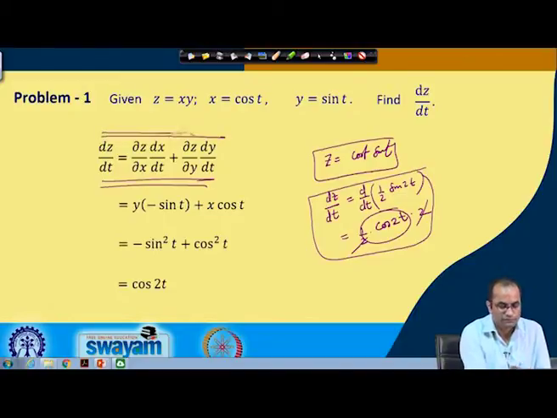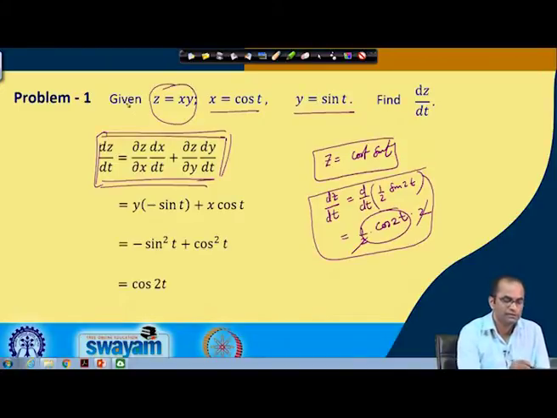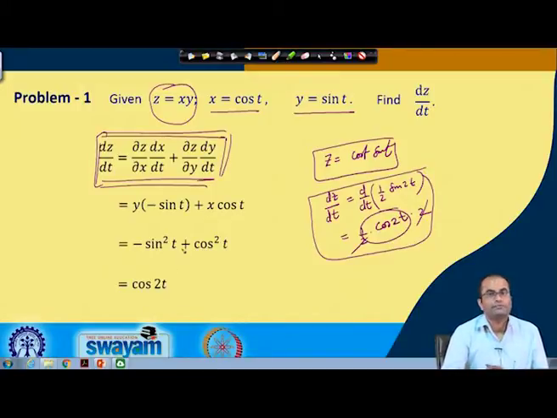But we used here the idea of composite differentiation, or the differentiation of composite function, and with this formula we do not have to substitute the values of these x and y into the function, but directly with the help of the partial derivatives of this z, we can get the derivative of z directly with respect to the variable t.